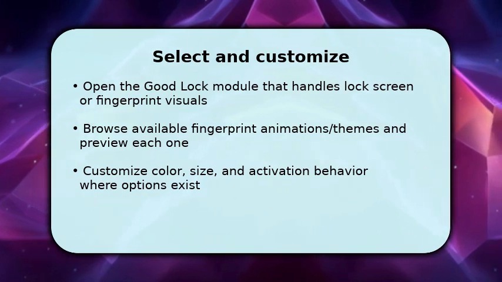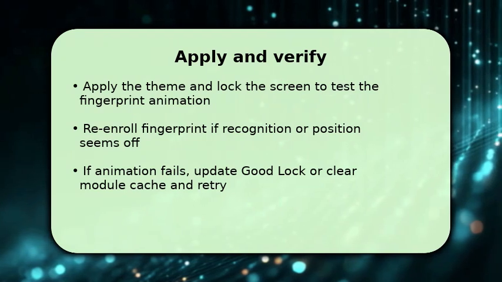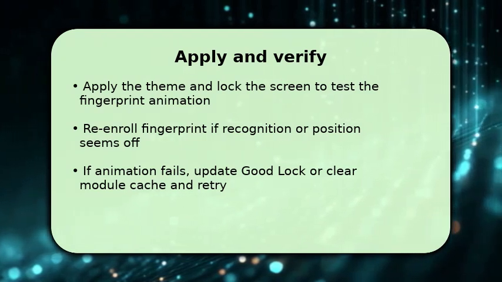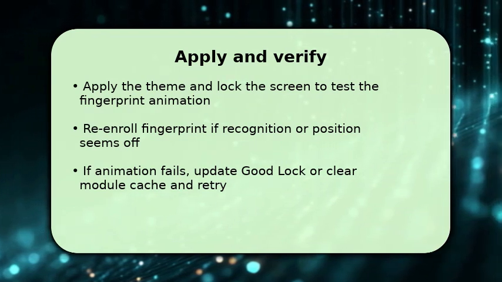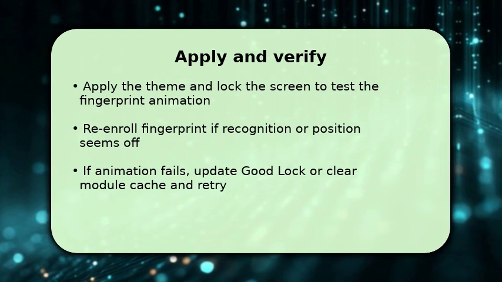Apply the selected theme, then lock the phone and test by placing your finger on the sensor. You should see the new animation or icon. If recognition or placement feels off, re-enroll the fingerprint from settings to align the scanner with the visual.